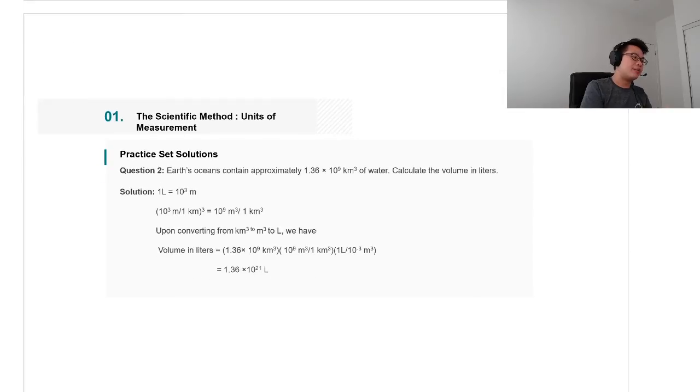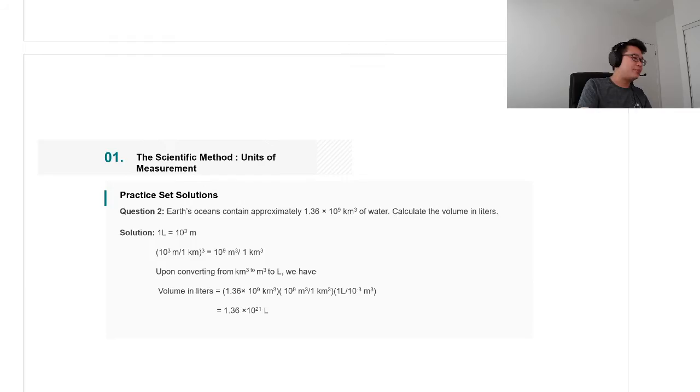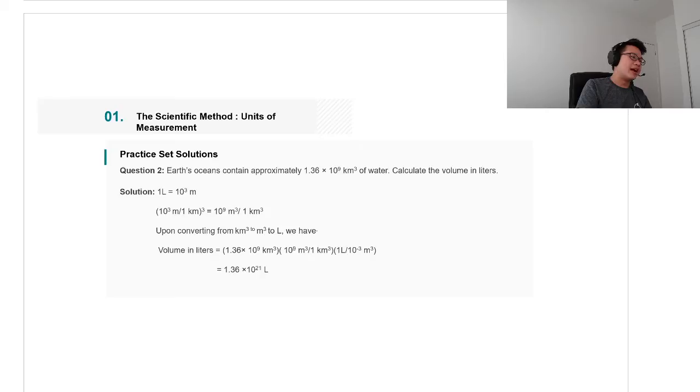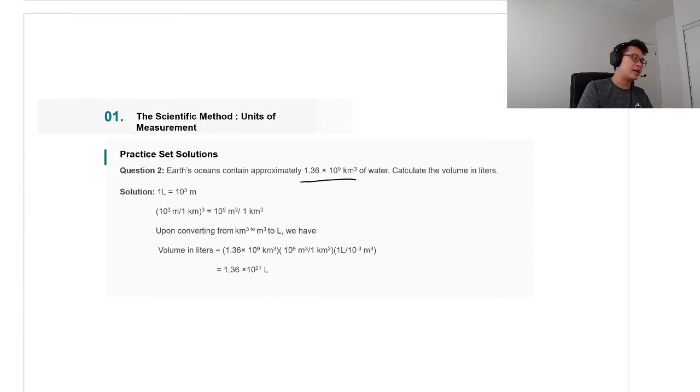Okay, so we have an idea of the SI units that we use for different physical quantities when we're doing experiments in chemistry, and then we can proceed to look at unit conversion. So from question 2, the Earth's oceans contain approximately 1.39 times 10 to the power of 9 kilometer cube of water. Calculate the volume in liters. The volume in liters. Do we have volume over here? Okay, so we don't have volume.